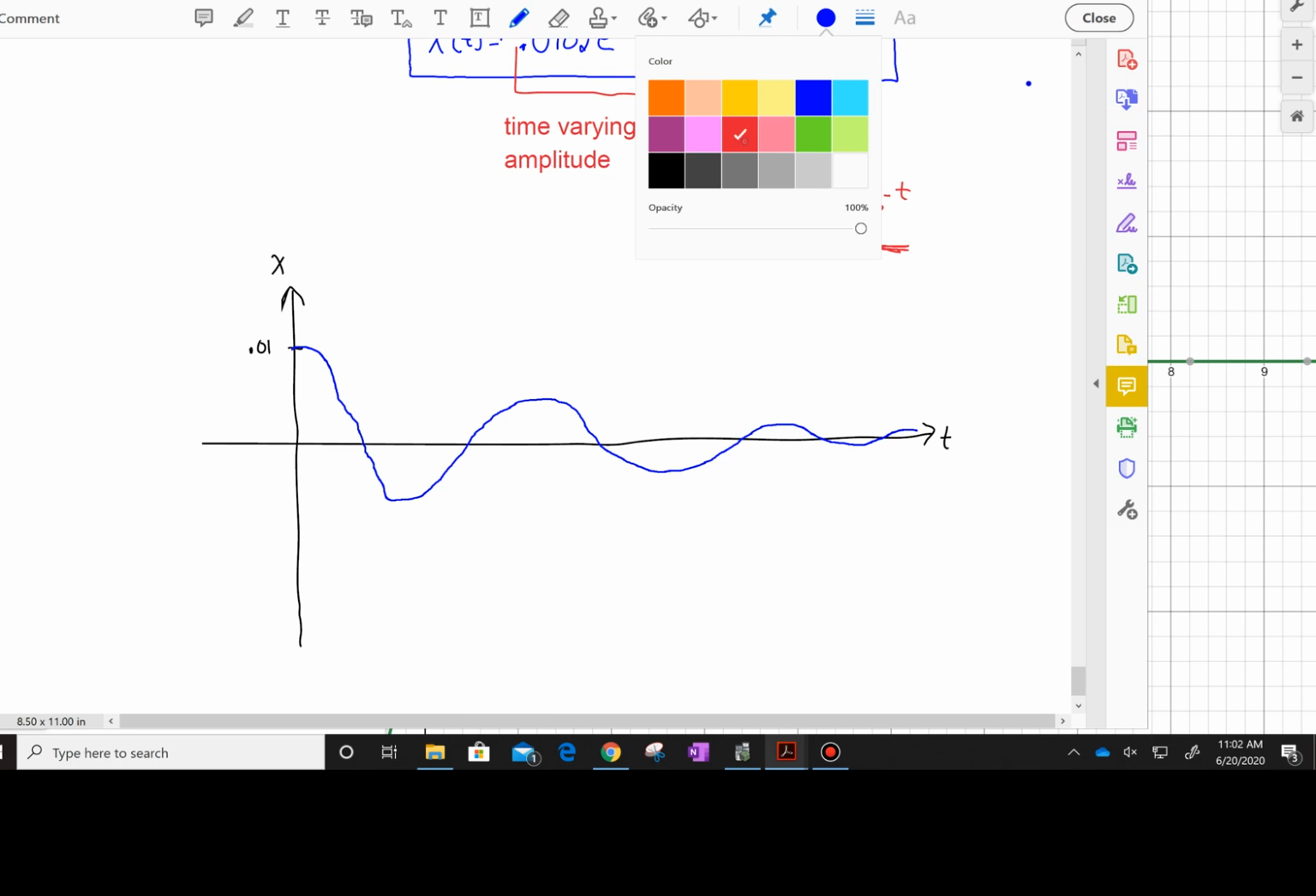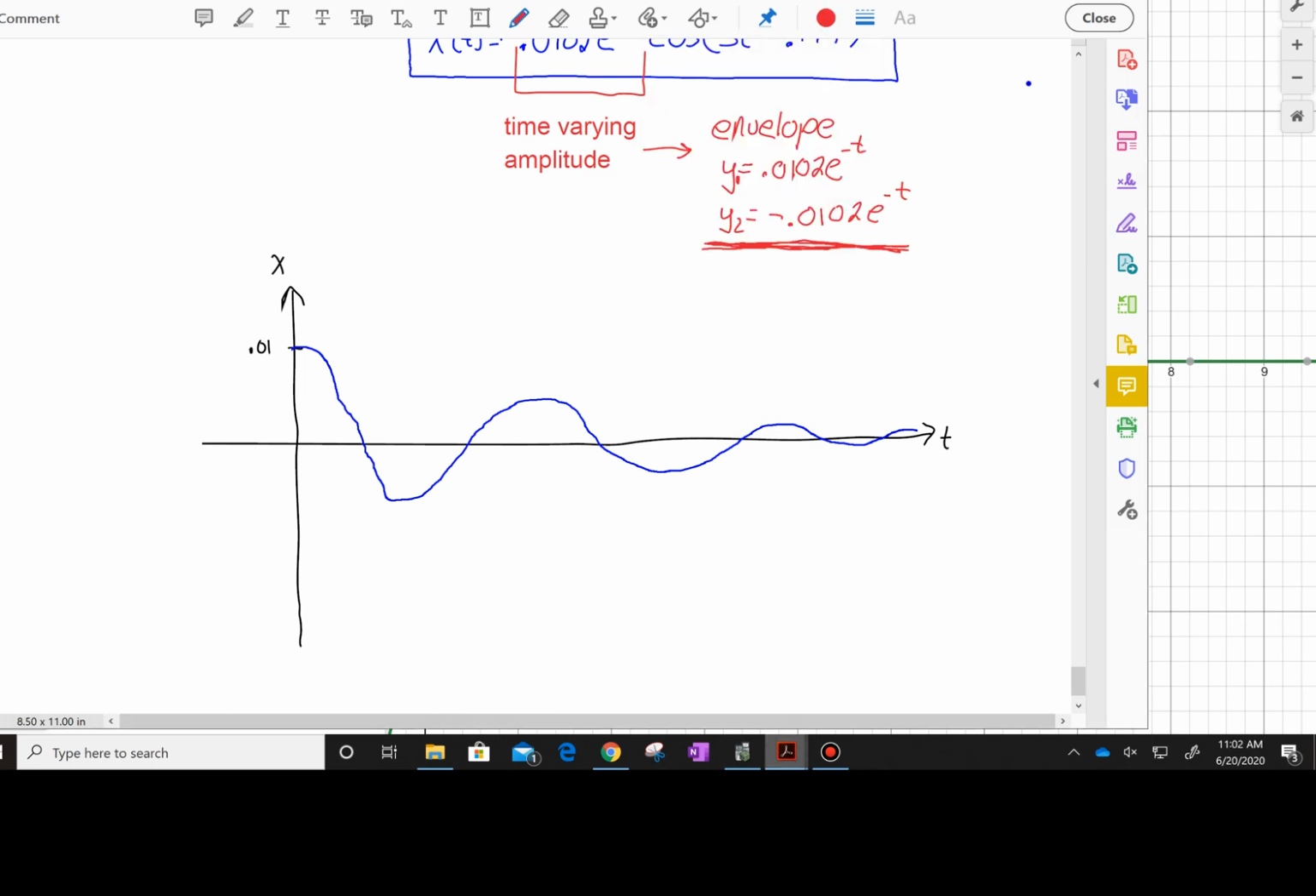If you'd like to add the envelope, our envelope would have been some decreasing exponential functions that met the maximum and minimum values of your decreasing amplitude cosine function. So it looks something like this. So this would be y equals 0.0102 e to the negative t, and y equals negative 0.0102 e to the negative t. These are what create the envelope that bounds them.